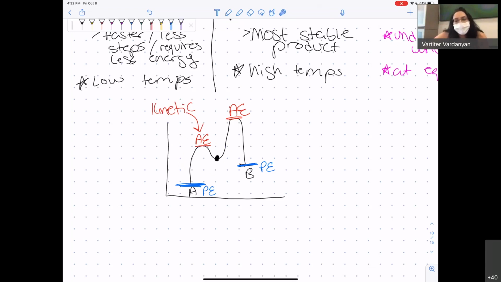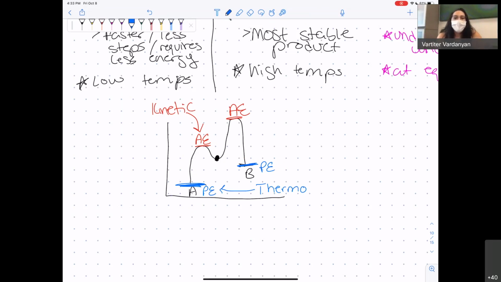All right, now if it were to ask you something crazy like which one of these is the thermodynamic product? Well, you're looking for the lowest potential energy. Wow, the lowest potential energy is A. So this is the thermodynamic product. So what is B? B is trash. That's what it is. B is useless.